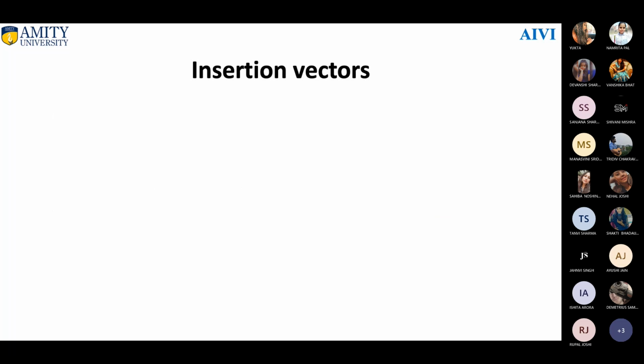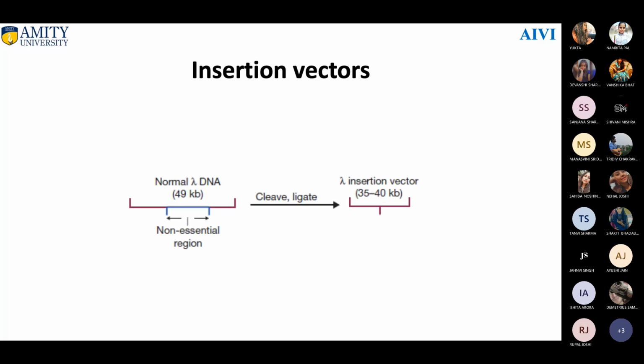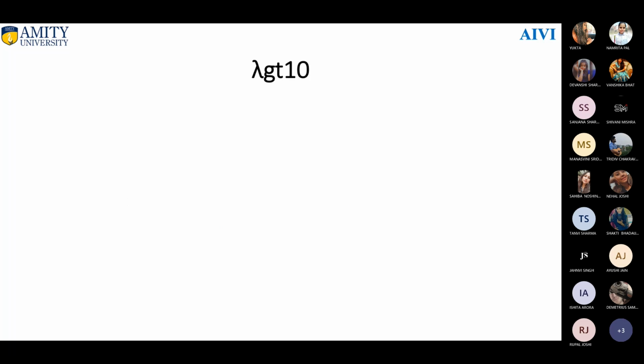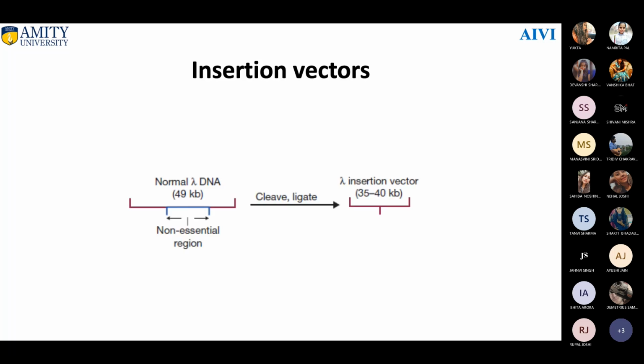Two popular insertion vectors are lambda gt10 and lambda ZAP II. What you are doing in it: this is a normal lambda, 49 kb, with non-essential regions. The non-essential things you leave out, and that is going to be your vector. So this is an insertion. You can insert whatever amount of DNA you need in this vector.